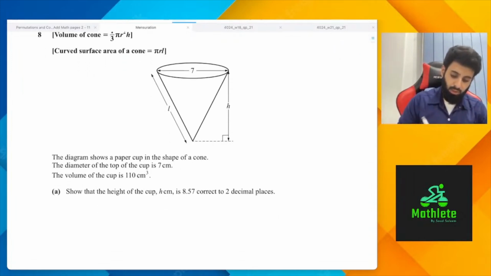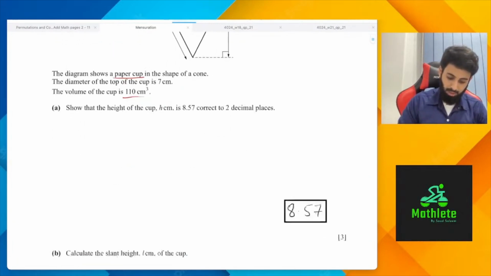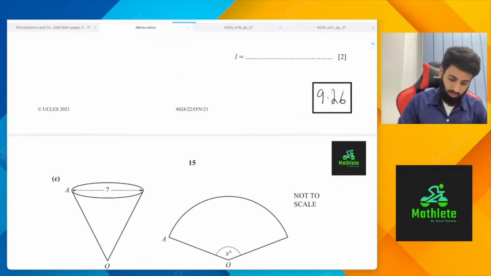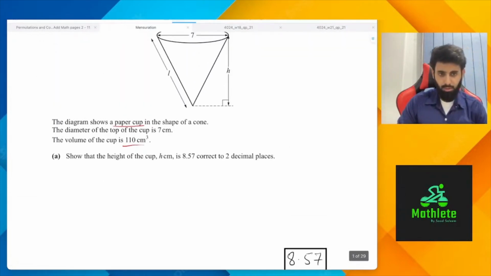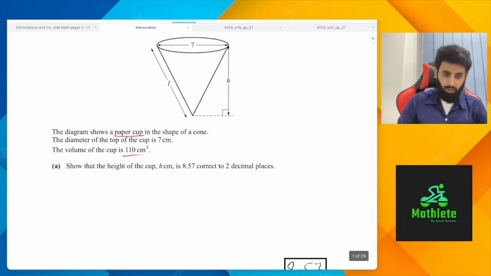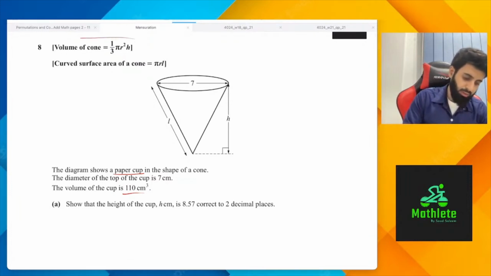Okay, now, what you're given is volume. Now remember, this is a paper cup. If it's a paper cup, that means it's kind of understood, although we're not asked to find the area or anything, that it has to be open from the top. Height of the cup. So we're given the volume, we have to find the height. There's only one equation connecting the two, and that is the formula for volume.